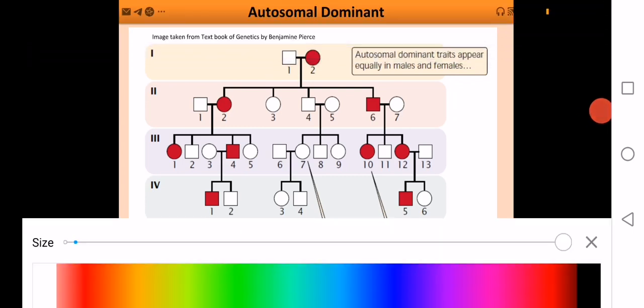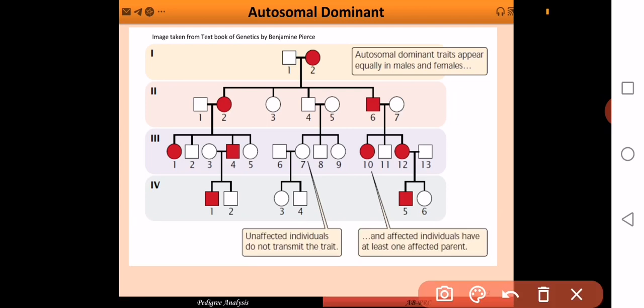Okay, see, you can see that in generation 1, the female is affected. That means the female has a dominant trait. For example, suppose we represent this number 2 individual with capital A. That means this red filled individual will have the trait, either capital A capital A or capital A small a. This will be the genetic status of individual 2. At the same time, this first individual will definitely be small a. This is individual 1.